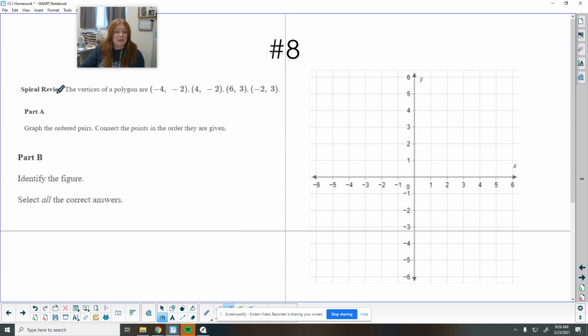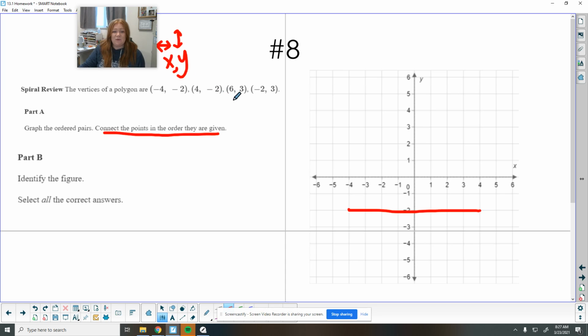Number 8 is a coordinate grid. So for our vertices, remember, first we have X and then Y. We always go over, then we go up or down. So -4 to the left, -2 down. So we're going to graph them and then connect them in order. So next we have over +4, down -2, and then we're going to connect those.